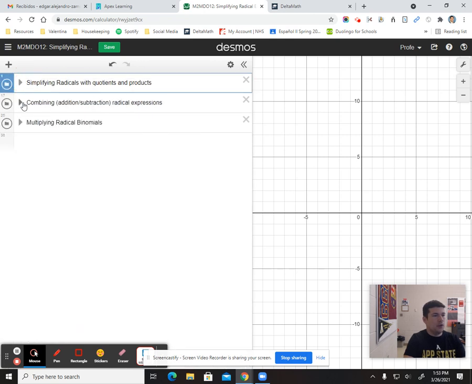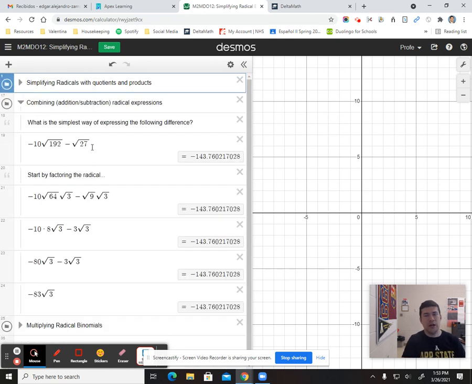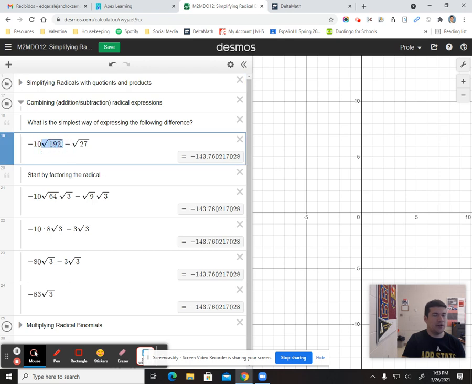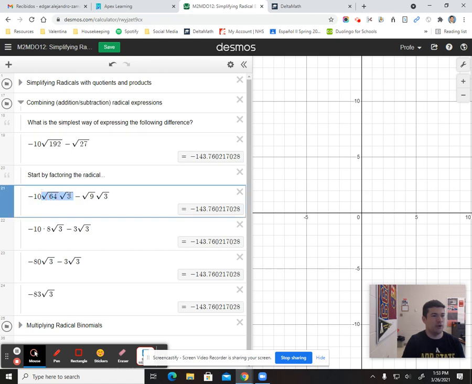Okay, moving along. What if I have addition and subtraction? Well, that skill of simplifying a radical carries over to whatever type of expressions we have. So if I have negative 10 root 192 minus the square root of 27, that's an odd looking number. I check its value. It's worth about negative 143.76, bunch of decimals. So I'm going to start breaking up my radicals. The largest perfect square that'll fit into 192 is 64. So I break it up into the square root of 64 times the square root of 3. Square root of 27, I can break up into square root of 9 times the square root of 3.